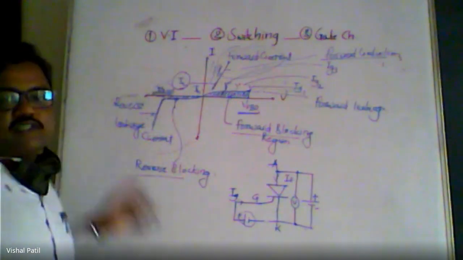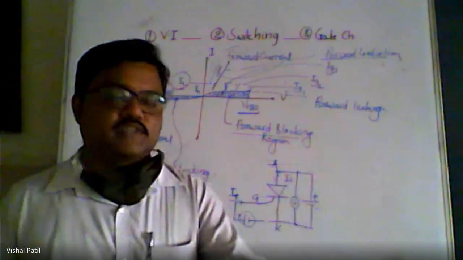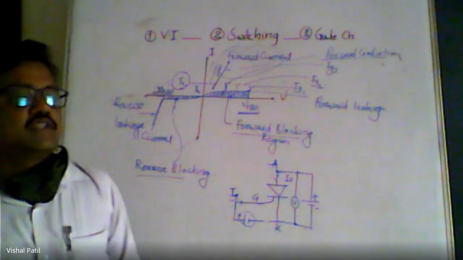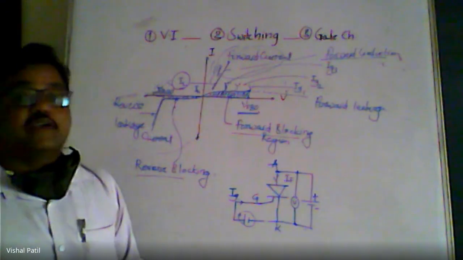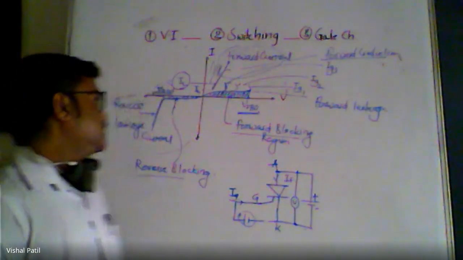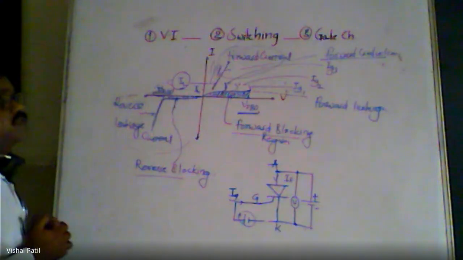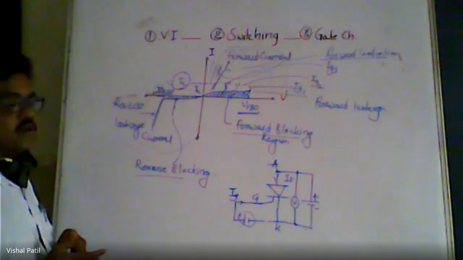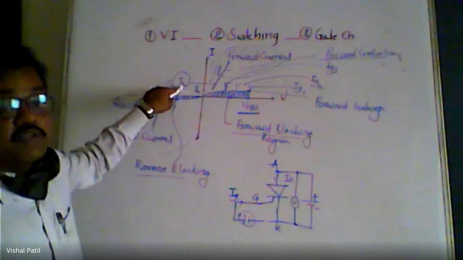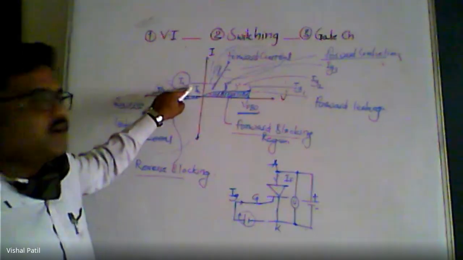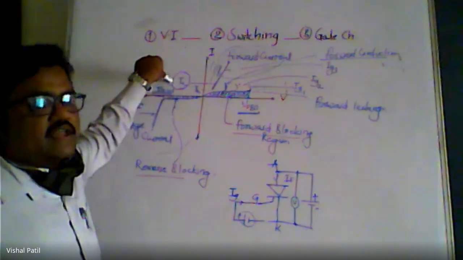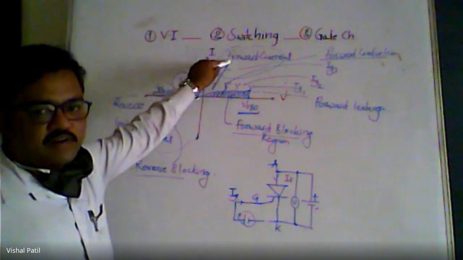That is, the device is latched into conduction, just like entering into conduction. So latching means the device will start to conduct. The minimum value for which the device conducts is called the latching current, and this minimum value belongs to the forward current.